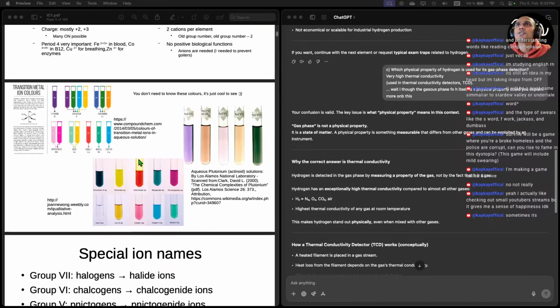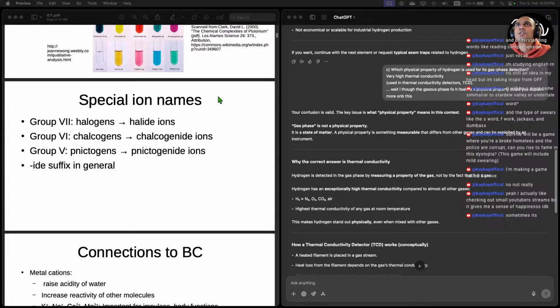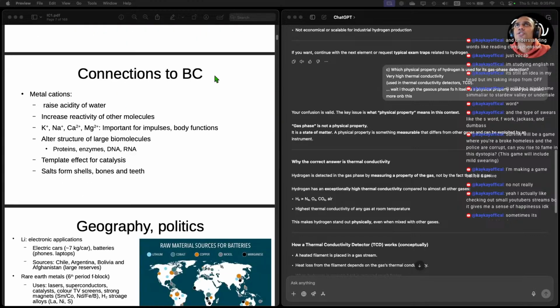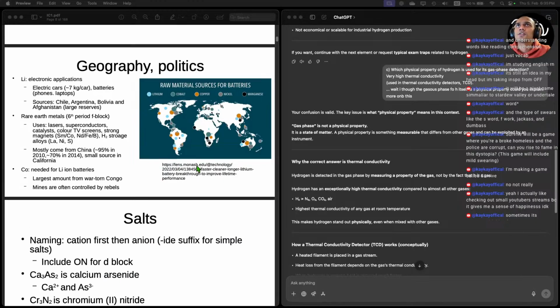Periodic table, cations, special ions names, okay. Connections to BC. Is it biochemistry? Okay. Geography, politics, okay. Geography. We got the manganese somewhere around here. US got a lot of stuff. Australia got a lot of stuff. What about China? China got some copper. EU got some nickel. What's this one? Copper. Okay.